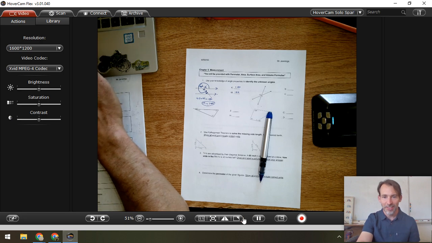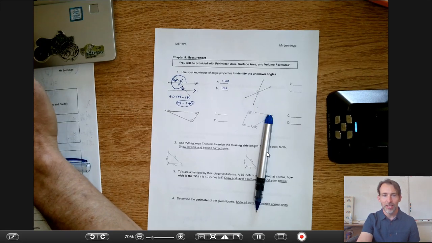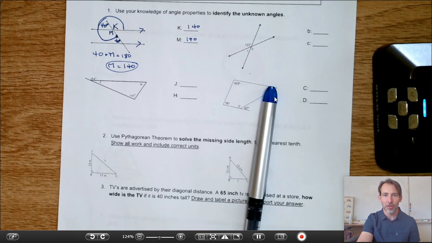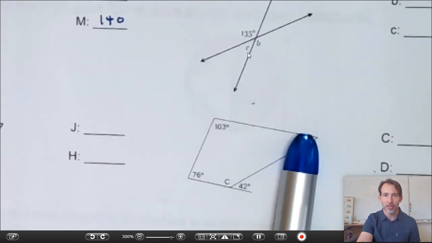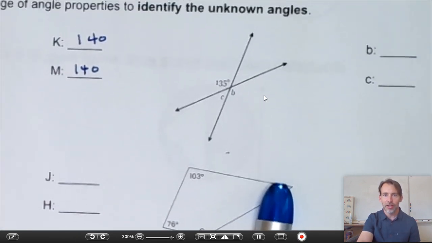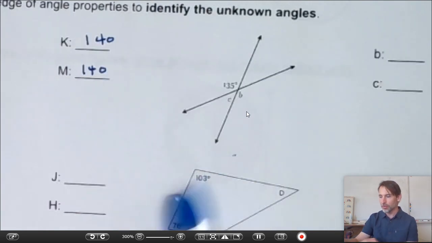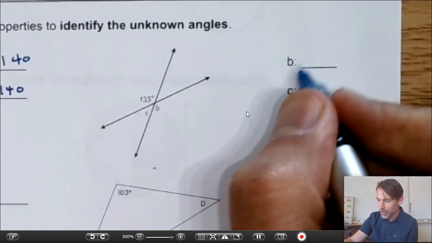Carrying on. Let's go. So in this next one here, we have the kissing birds pattern. I like to call this the kissing birds pattern. All right. So there, that's 135 degrees, and it's across from B. So when angles are across from one another, they are the same. So B is equal to 135.